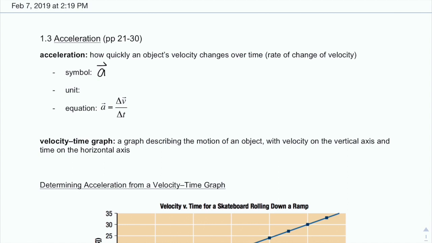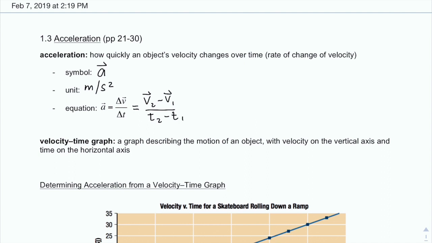The unit of measurement is the meter per second squared. And the equation for acceleration is delta v over delta t. The Greek letter delta in mathematics means change in. So this equation can be expanded to the change in velocity, which is v2 minus v1, over the elapsed time, t2 minus t1.